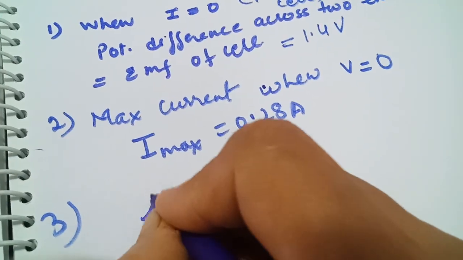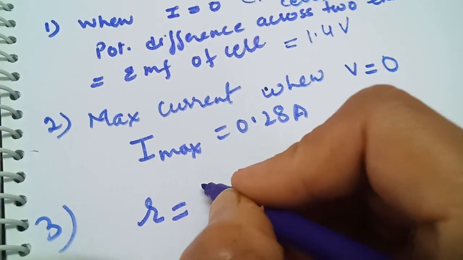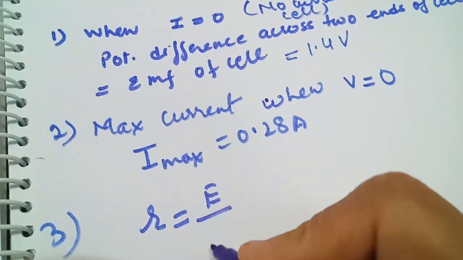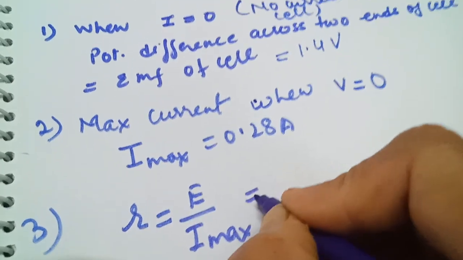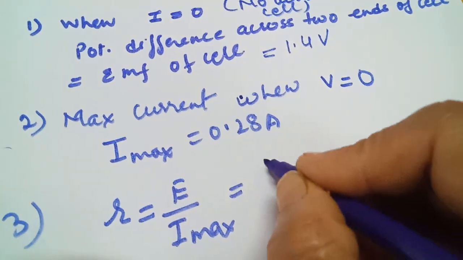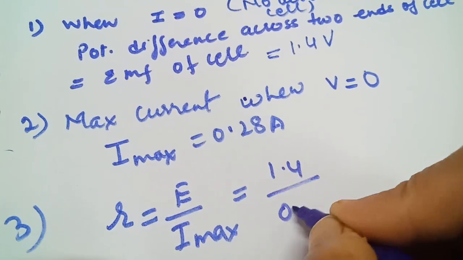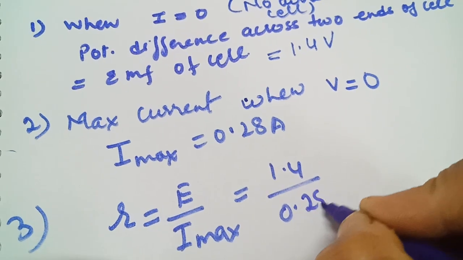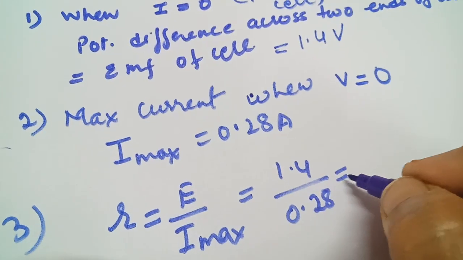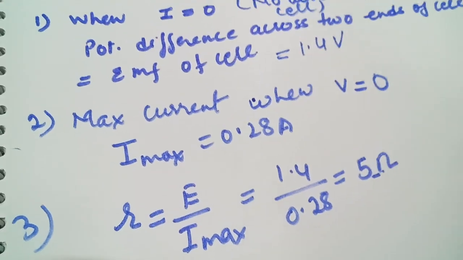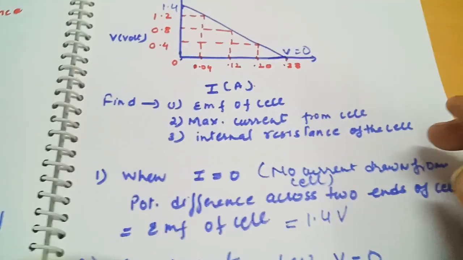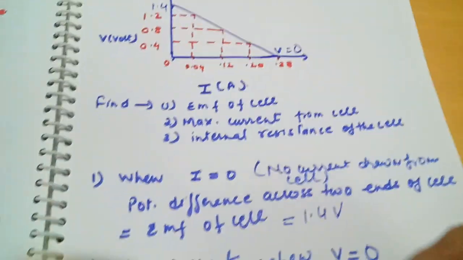And the third part, you have to find out the internal resistance of the cell. So internal resistance R will be the ratio of the EMF divided by the total maximum current, and this is the value 1.4 and this is the value 0.28. When you will solve this, you will be getting the answer 5 ohm. Okay, so in this way you can solve these type of graphical questions.